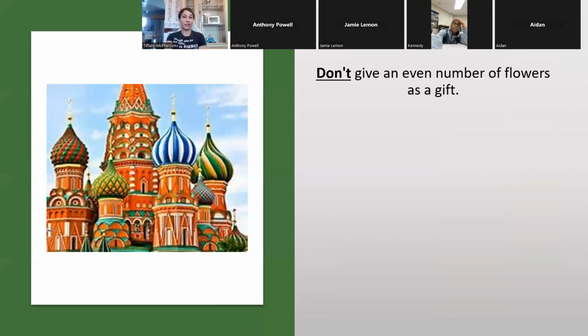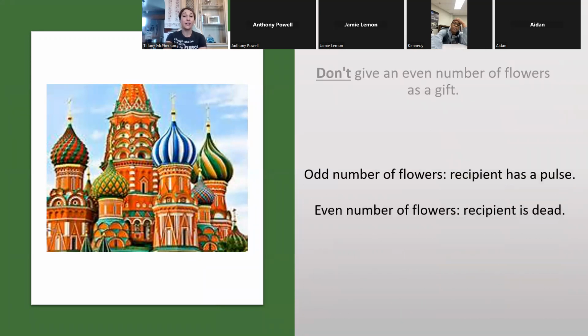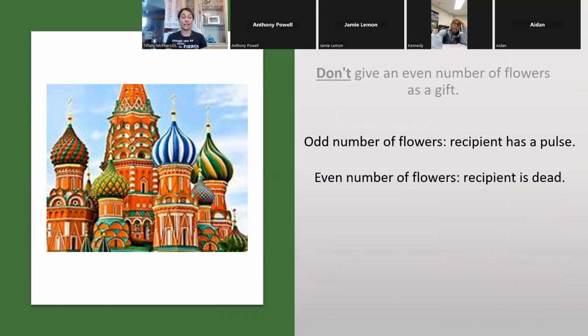Okay, taking a look at Russia. In Russia, you would not give an even number of flowers as a gift, meaning a dozen roses, let's just say, or 2, 4, 6, right? Any even number. The reason why is because they use even numbered flowers for when the recipient has passed away. So at funerals, all of the flowers are always put together in arrangements with even numbers, whereas odd numbers of flowers means that the recipient has a pulse or is alive. And I included this one because gift giving is an important part of business culture in a lot of different countries. So it's just important to know some of the nuances when it comes to specific gifts.